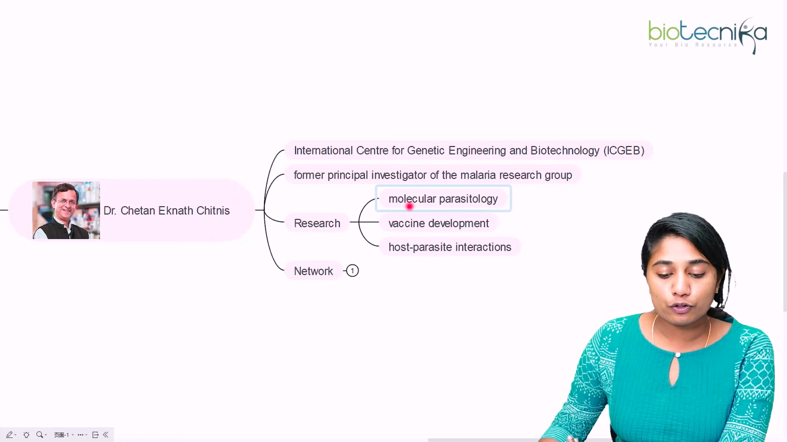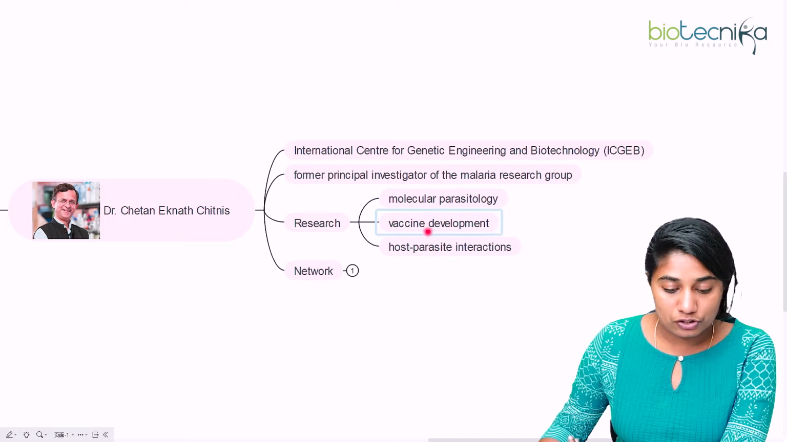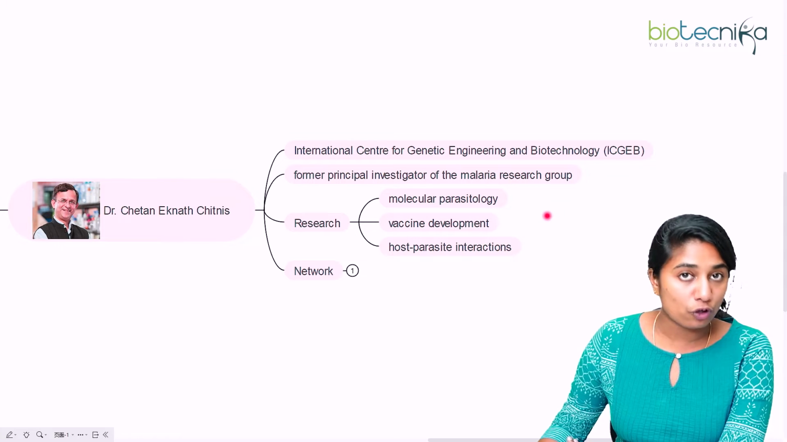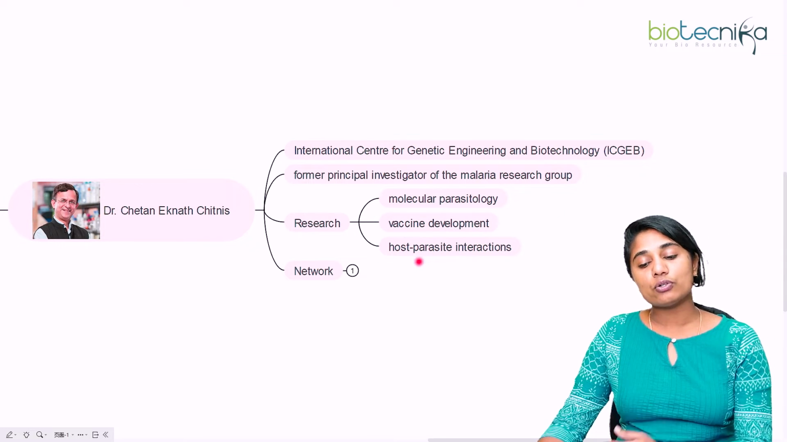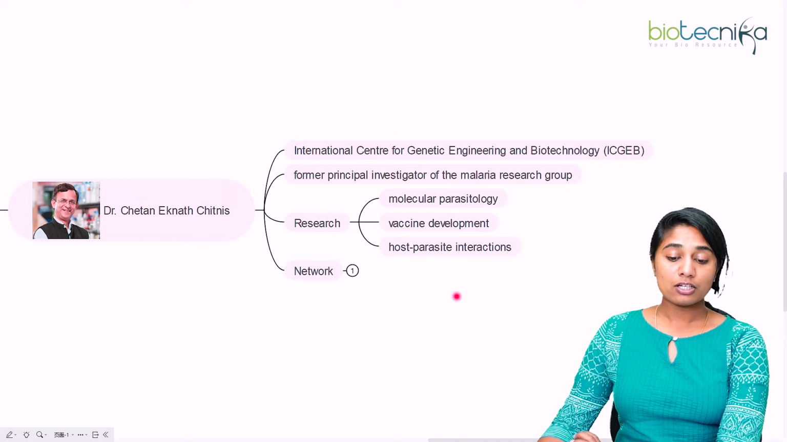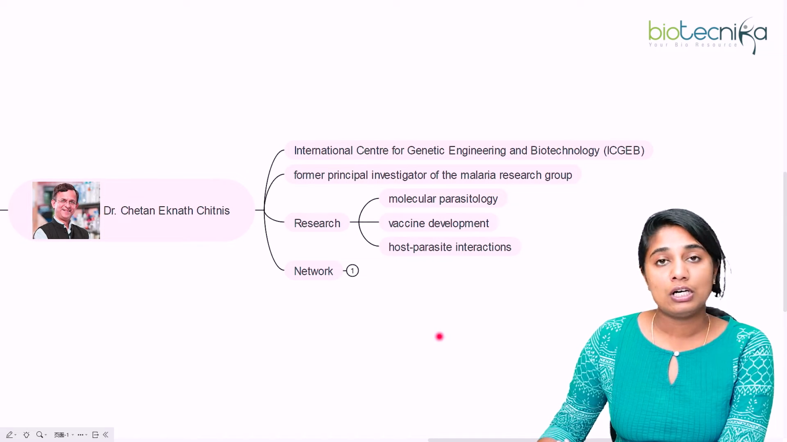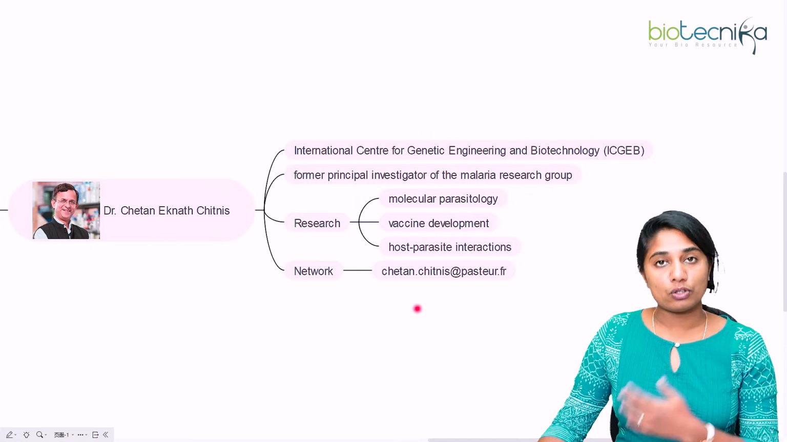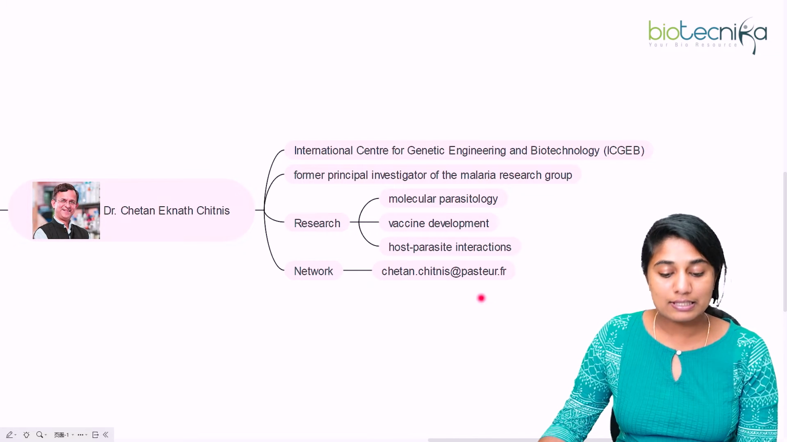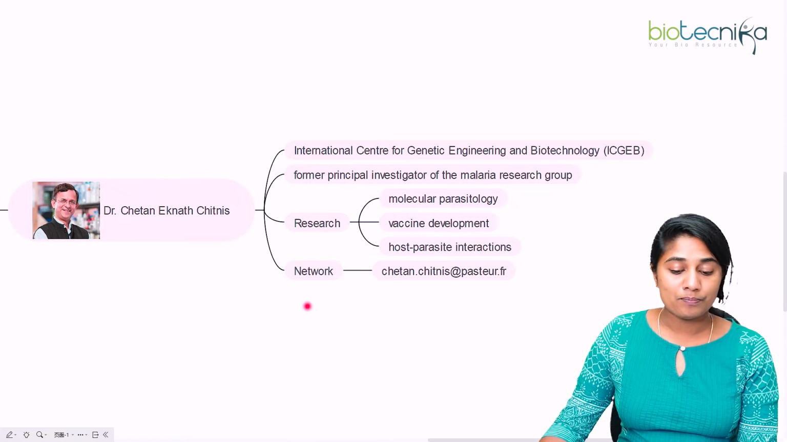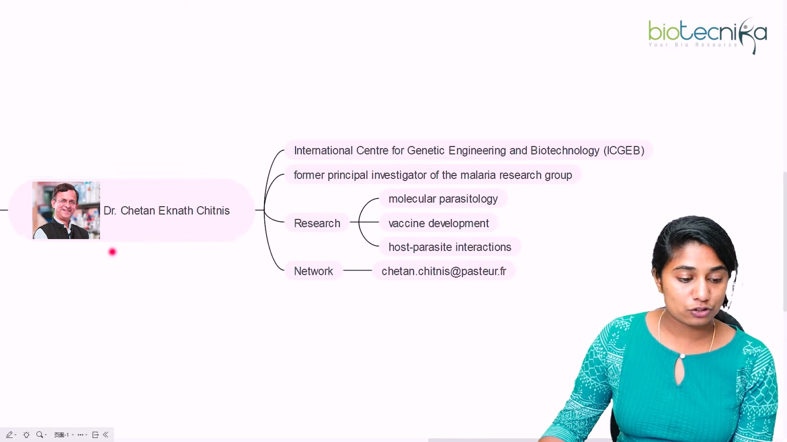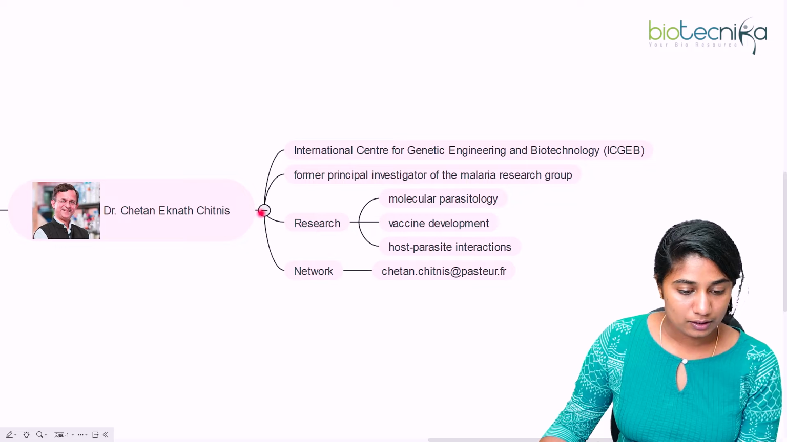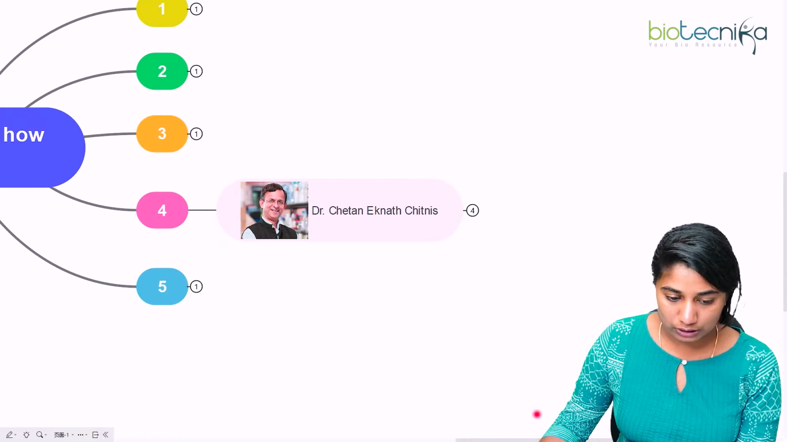So he focused on the molecular parasitology, on vaccine development for malaria especially, and on host parasite interactions, right? So these were the different research areas that he focused on. And if you want to network with him, then this is his present email ID, and you can get in touch with Dr. Chitnis. So this is with respect to the fourth scientist.